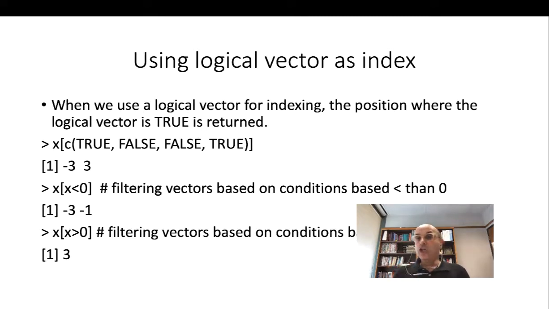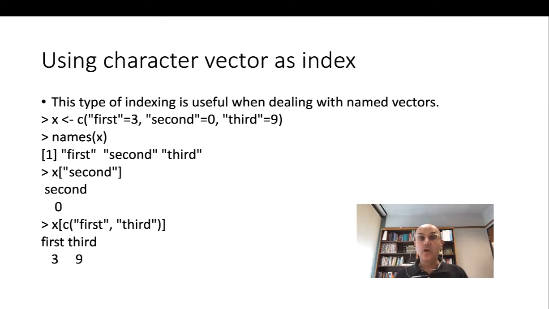Using a logical vector as an index is also part of what we need to be aware of. When we are using it, the positions where the logical vector is true are returned. So it has to be true in order for us to measure the distribution in that case. Using a character vector as an index, again, this type of indexing is usually used when dealing with a named vector.